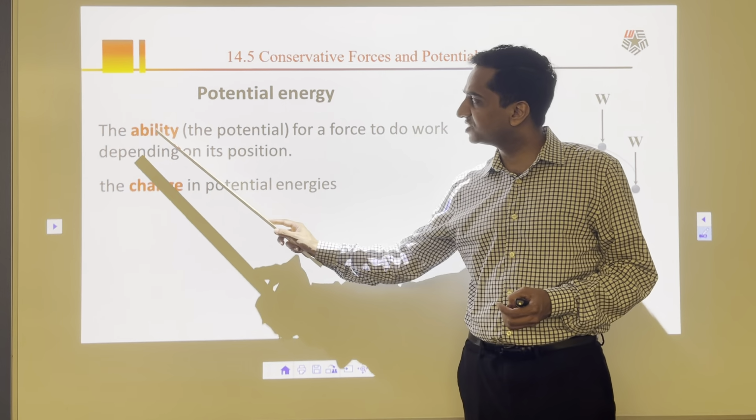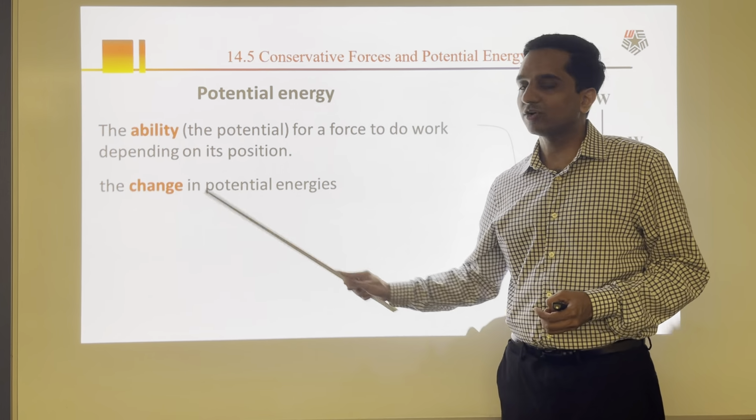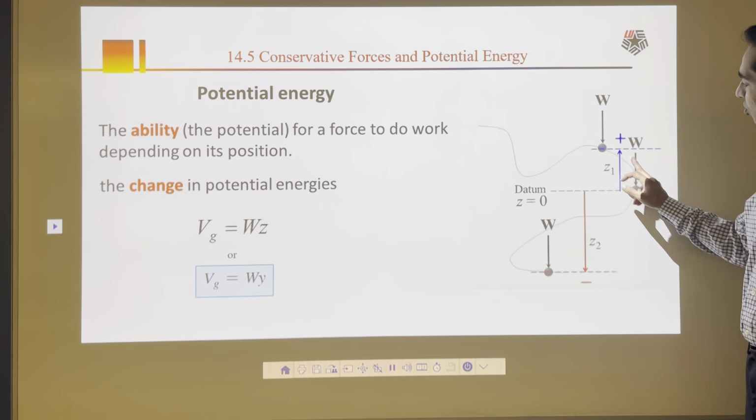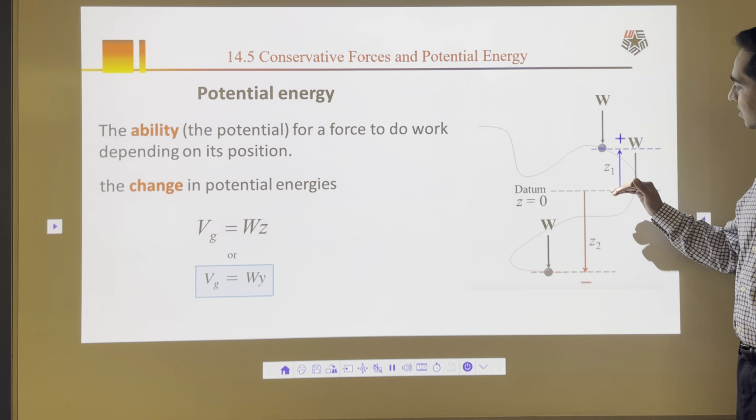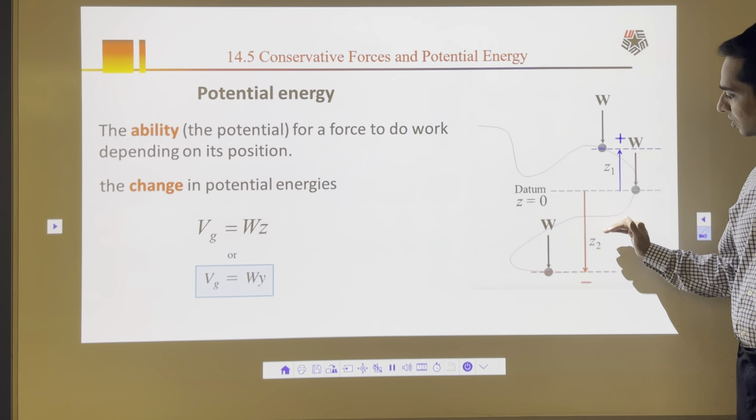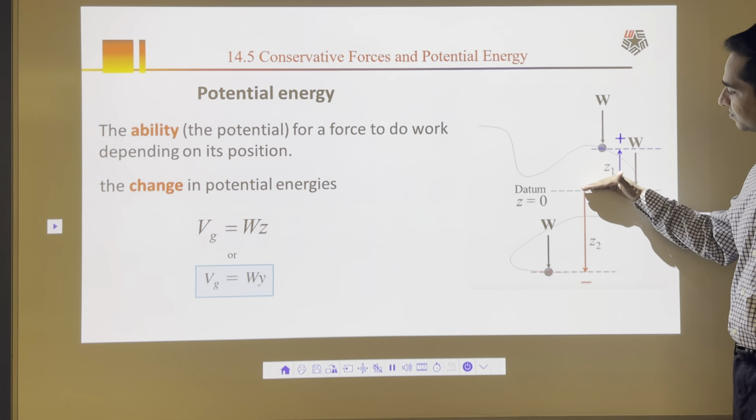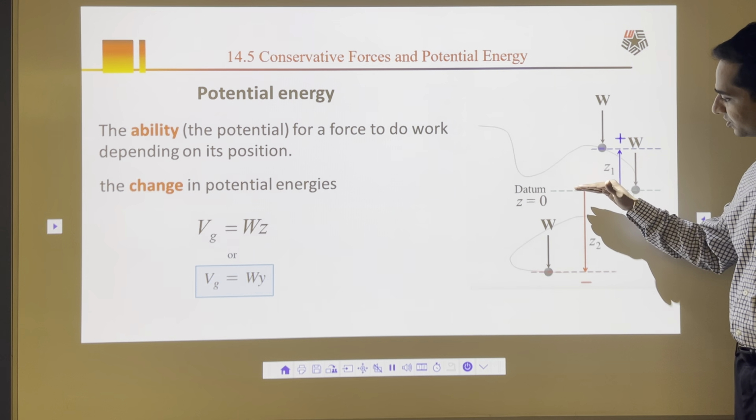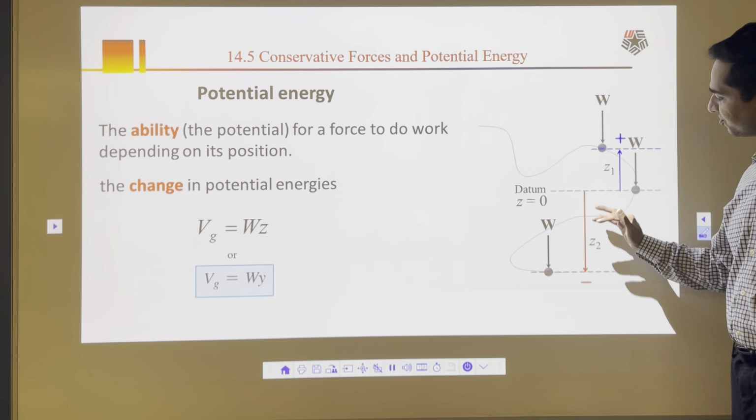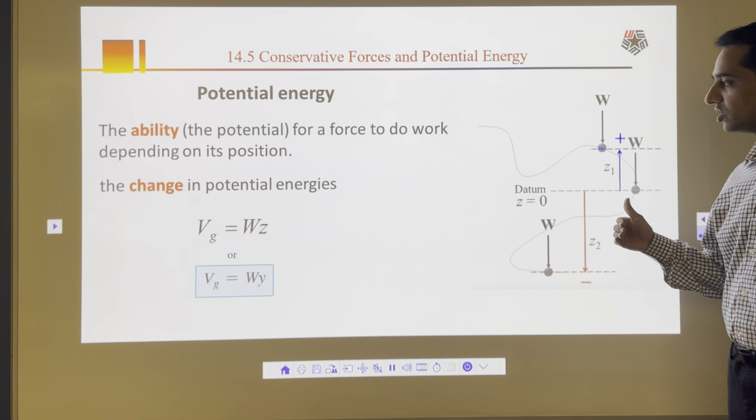So what is potential energy? It is the ability of a force to do work depending on its position. Let's say I have an object falling down along this path. Potential energy doesn't depend on what path is followed. The energy depends only on the position relative to the datum. If this is my datum, potential energy upward is positive, and relative to the datum, potential energy below will be negative. Whatever happens, the difference between these potential energies will stay constant.